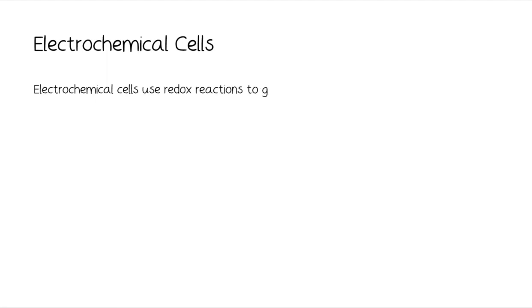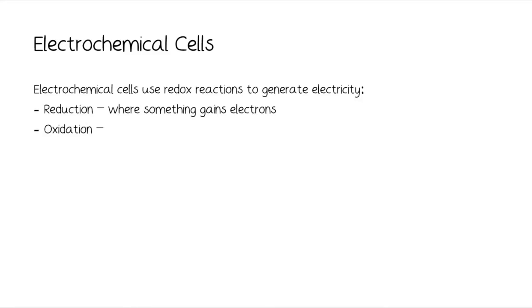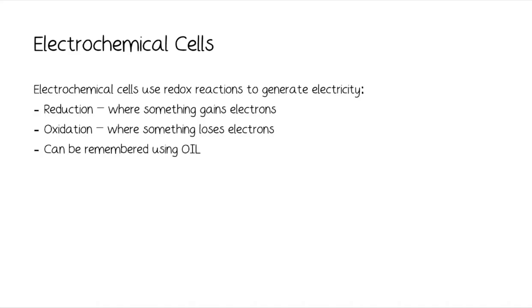So electrochemical cells use redox reactions to generate electricity. As a reminder, reduction is where something gains electrons, oxidation is where something loses electrons. And you can remember this using OIL RIG, where oxidation is losing, OIL, and reduction is gaining, RIG.